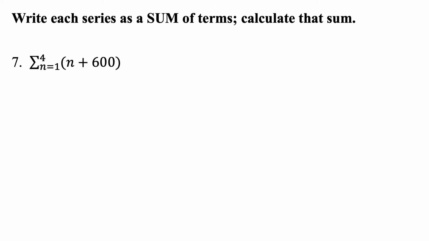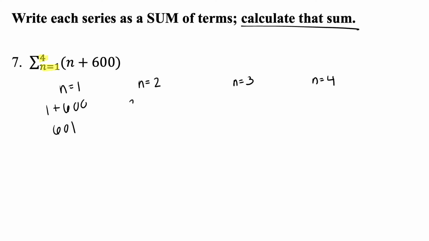Okay, for number 7, the same thing. We're going to calculate the sum from when n equals 1 until n equals 4 of the quantity n plus 600. So we're going to plug in for n equals 1, n equals 2, n equals 3, and n equals 4, and then go ahead and actually calculate the sum. So we have 1 plus 600, which is just 601, 2 plus 600, which is just 602, 3 plus 600, which is just 603, 4 plus 600, which is just 604.